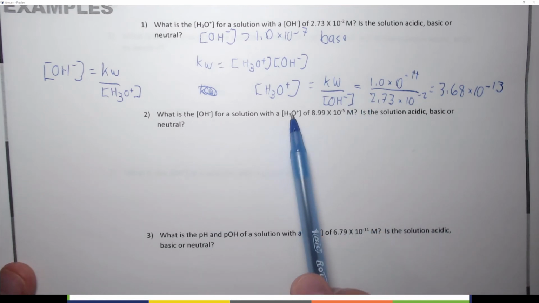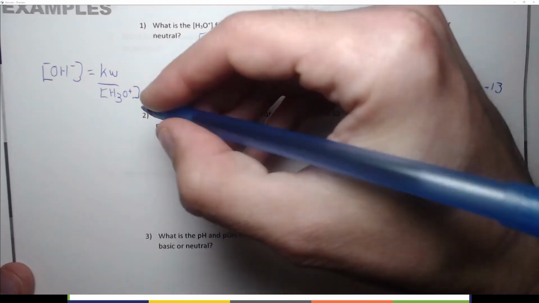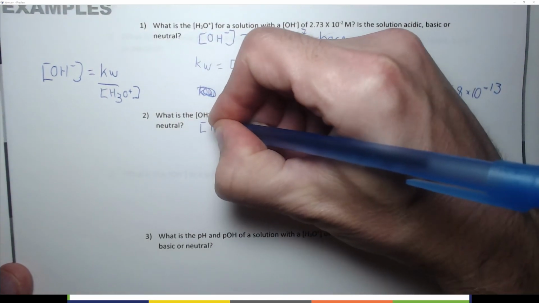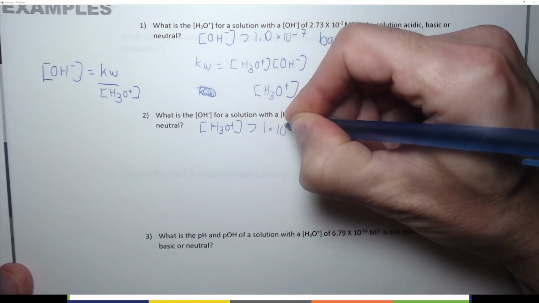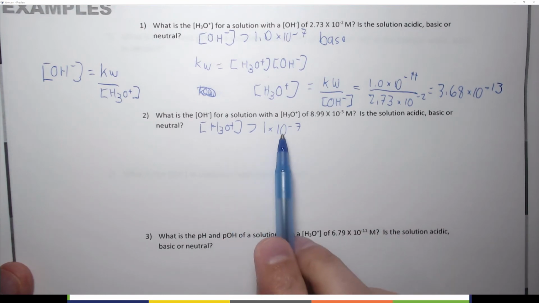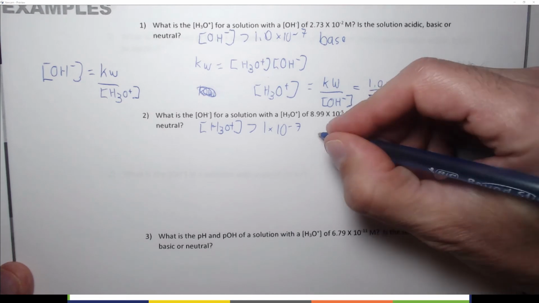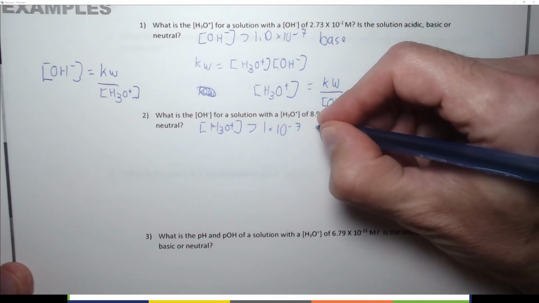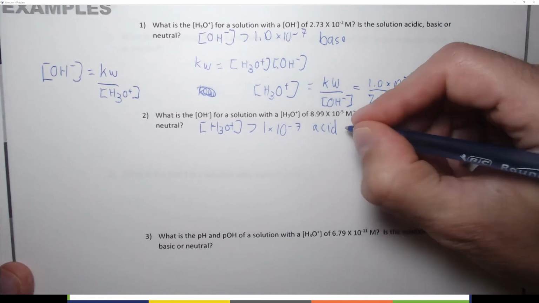So we need to look at the H3O plus and compare it to 1 times 10 to the minus 7. In this case, the concentration of H3O plus is greater than 1 times 10 to the minus 7. So since this is a greater concentration than 1 times 10 to the minus 7 and it's H3O plus, this is going to be an acid solution, or acidic solution if you prefer.